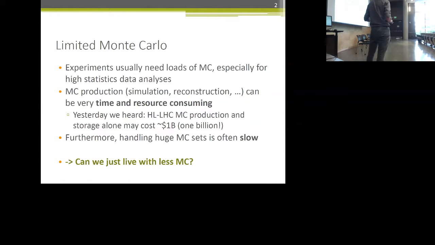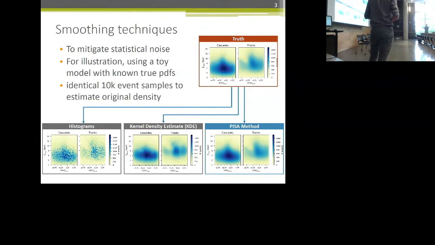Furthermore, even if we have a lot of Monte Carlo at our hands, it's often very slow to handle large data sets. So we asked the question, can we just live with a little bit less Monte Carlo? If you have less Monte Carlo, obviously you will be suffering from statistical noise in your sets. To illustrate these effects, we generated a toy detector model where we know the exact truth parameterization of the PDFs, and that is shown here on the top. It's not very important now to understand what this distribution means in physics, but basically if you sample 10,000 events from this distribution and put them in a histogram, you end up with this. So you have this large noise that you want to prevent.